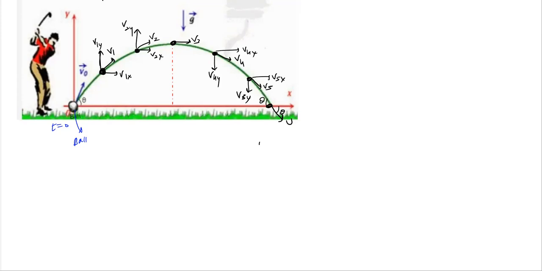Okay, we'll analyze all these things. So what about this velocity? u cos theta, u cos theta. The horizontal component has to remain the same.